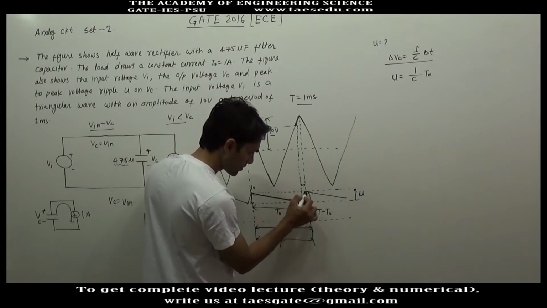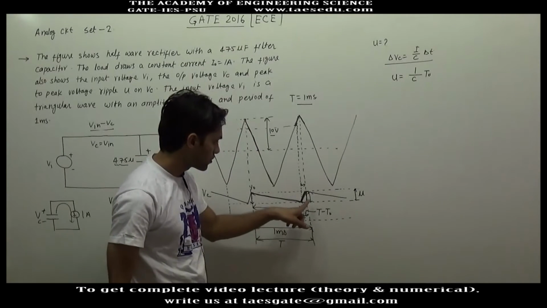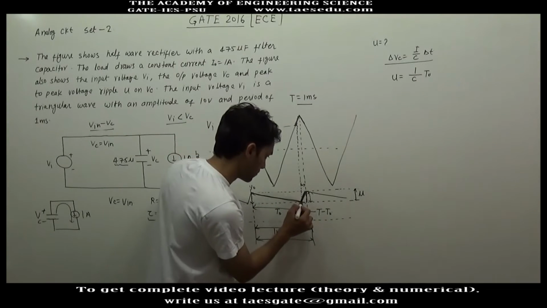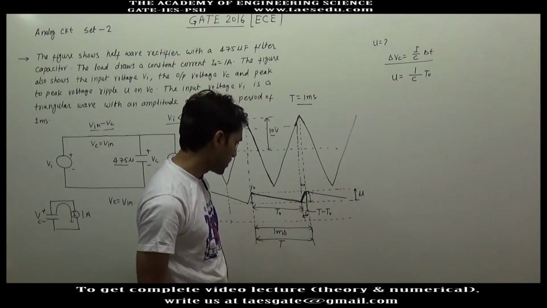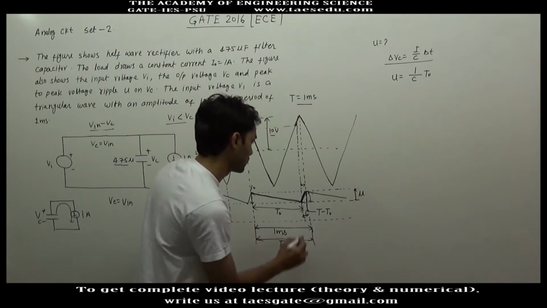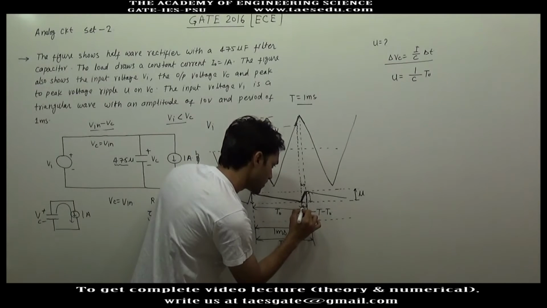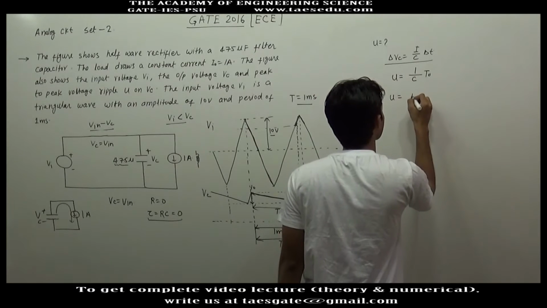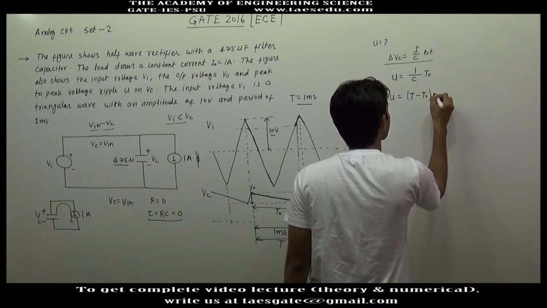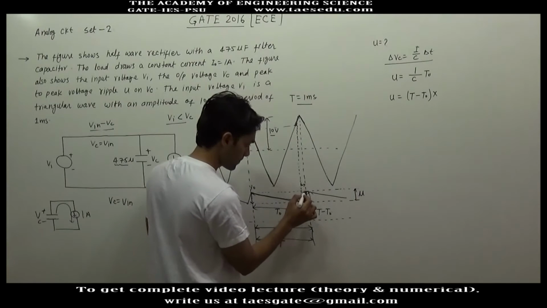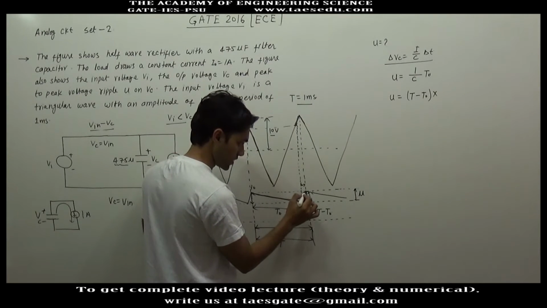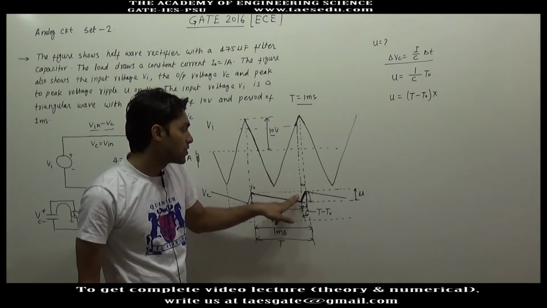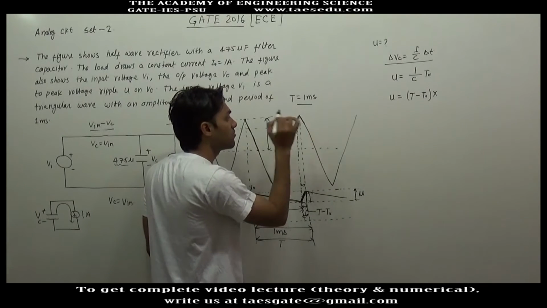Again, this height is also U, so this U will be the slope of this line into the time interval. This time interval is nothing but t minus t naught, the charging time. So U will be given as the time interval into the slope. What is the slope of this line? Since this is the capacitor voltage, and in this interval the capacitor voltage is following the input voltage, the slope here will be the same as the slope of the input voltage.